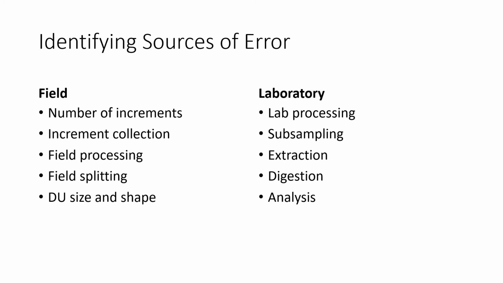Some potential sources of error are listed here that we can consider for why we may have very high variability within our samples. It could be anything from the number of increments to the DU size and shape that we selected, or it could be that our field processing or lab processing was inadequate, that we have subsampled improperly, that our extraction or digestion methods introduced some error, or that our analysis was the source of the error.